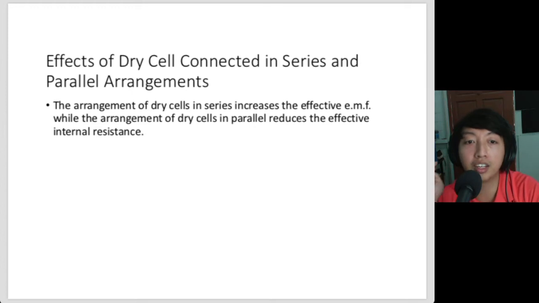Right, so like I said, what we just saw and discussed is that the arrangement of dry cells in series increases the effective EMF, while the arrangement of dry cells in parallel reduces the effective internal resistance. So you have to choose which one is more important. Do you want more EMF, more volt, or do you want less resistance? Depending on the situation, you might prefer one or the other.